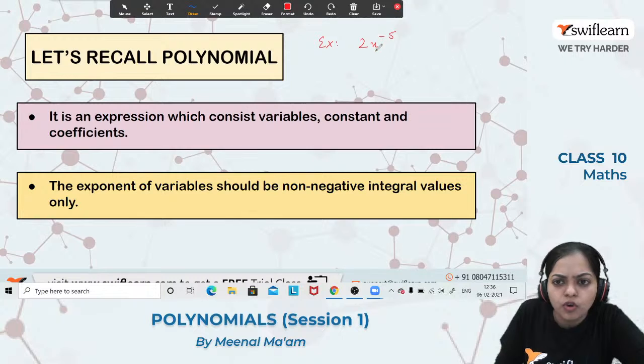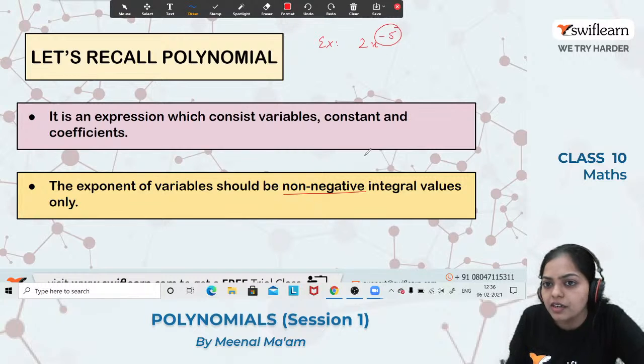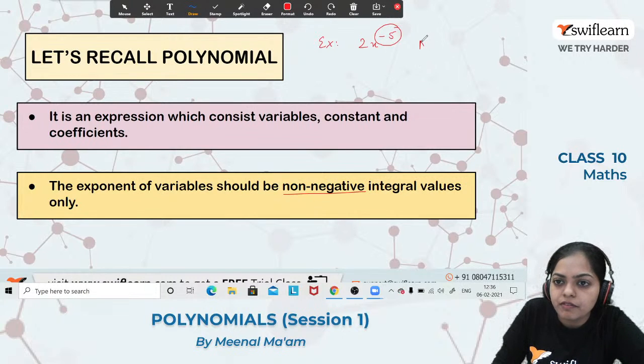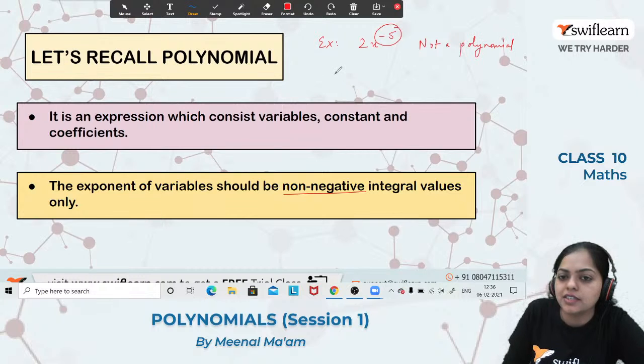So I say no condition, no problem with the variable, it is x, no problem with the coefficient, it is 2. But I have said that the exponent will be what? It is a non-negative integer. But here the exponent is what? It is a negative integer. That's why we will say it is not a polynomial.